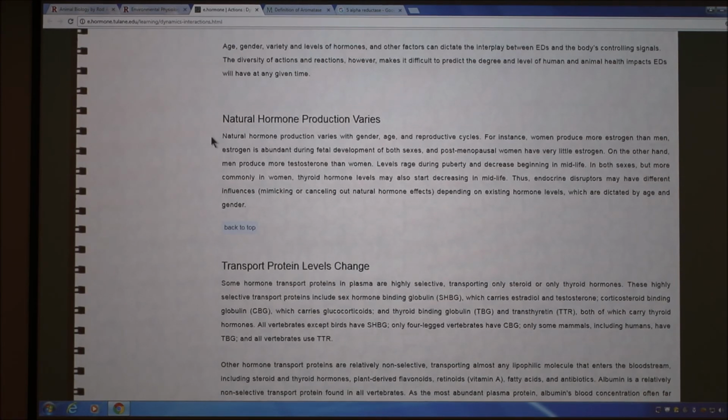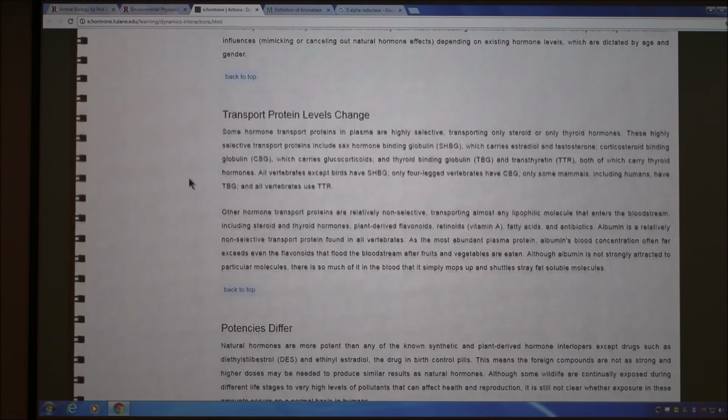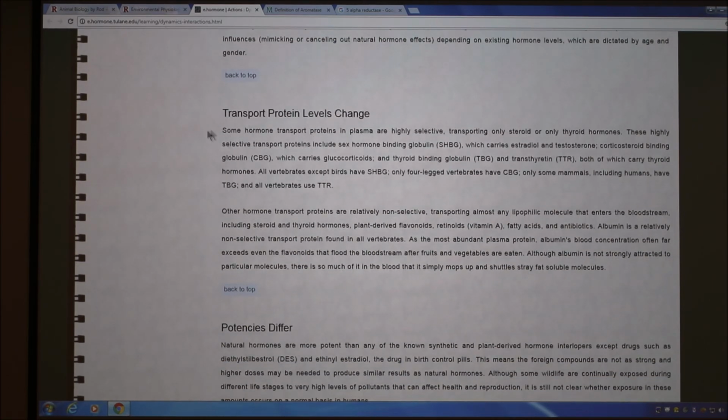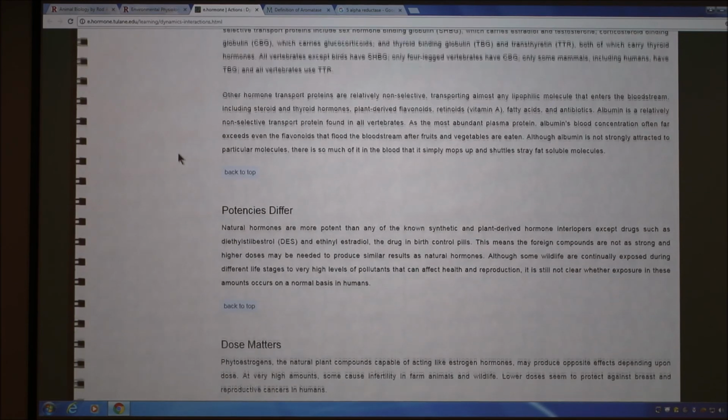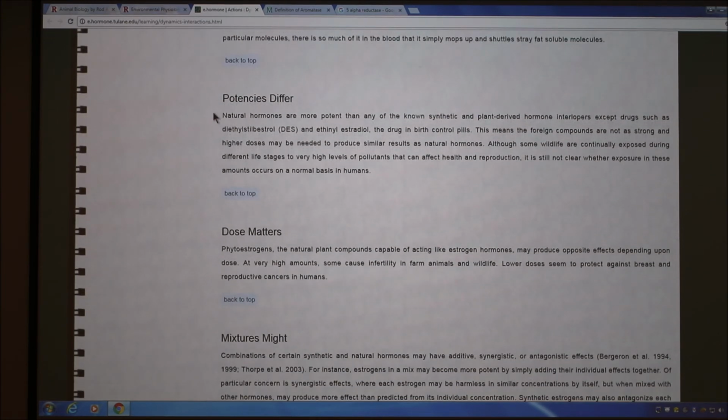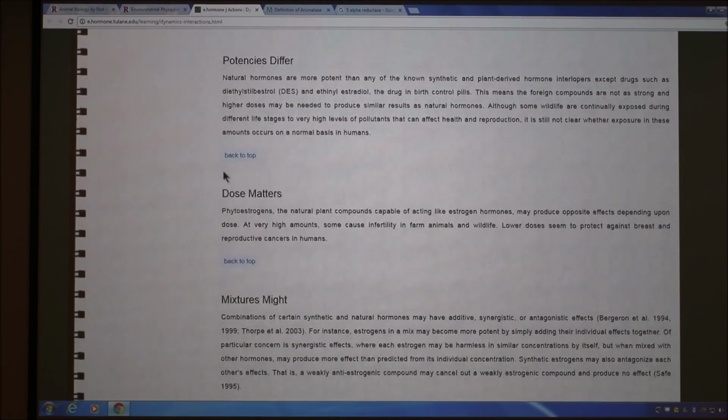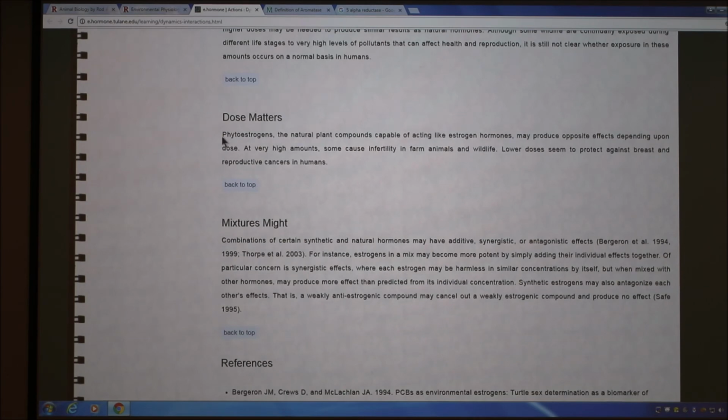Liver function affects steroid levels. If your liver is not functioning well, you tend to have longer half-lives of steroid hormones. And they'll be higher. And in some cases, some animals might be so metabolically active that hormone levels are lower in those animals because of their metabolism. And the transport protein levels change, okay? Okay, natural hormones are more potent than any of the known synthetic interlopers, so DES, whatever. Of course, dose matters.